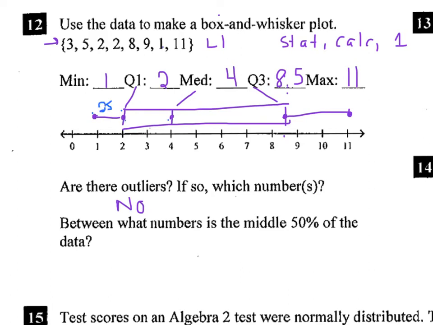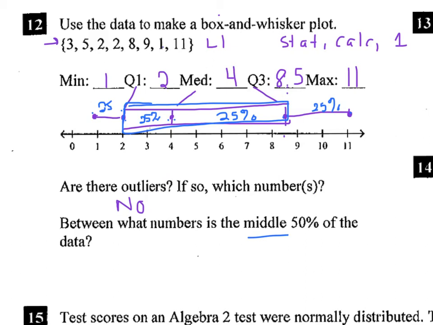Between here and here, that's 25%. Between these two, it's 25%. And between the last 2, that's also 25%. So it divides it into quarters. So the middle 50% is the middle 2. That's where your box is.